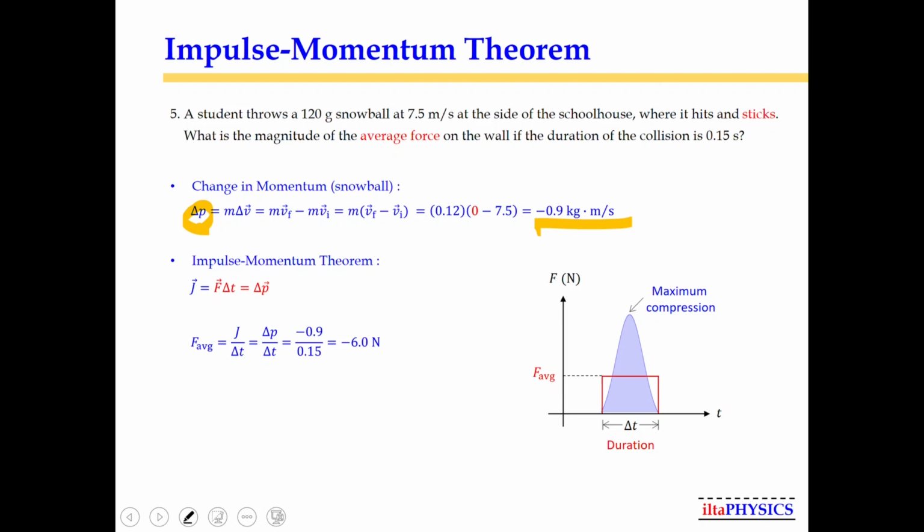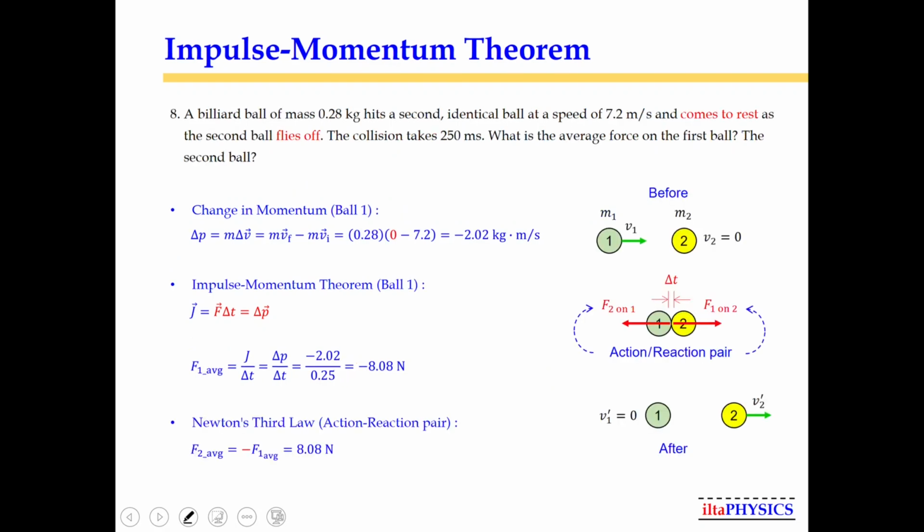According to the impulse momentum theorem, the change in the snowball's momentum is equal to the impulse applied by the wall. Using the formula, the average force applied to the wall is the change in momentum divided by the collision time, which equals minus 6 newtons. In this calculation, the negative sign simply means that the direction of the force is opposite to the direction of motion. In other words, you can think of it as a force acting in the opposite direction of the snowball's flight, which causes the snowball to come to a stop.